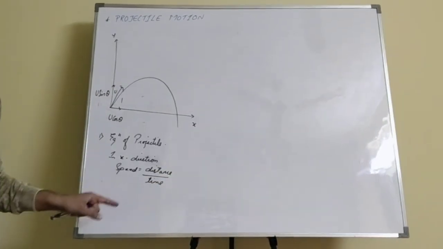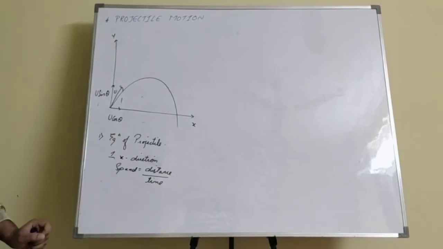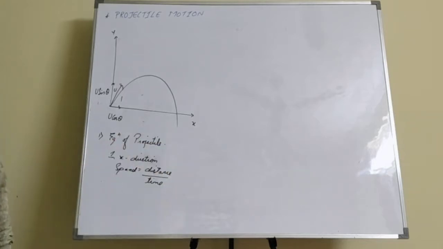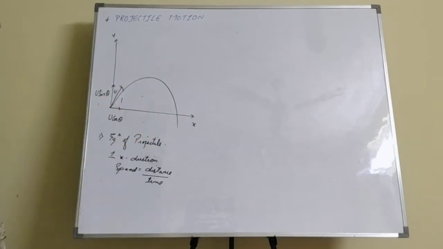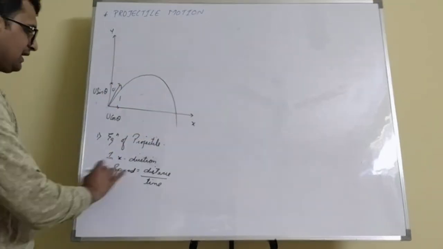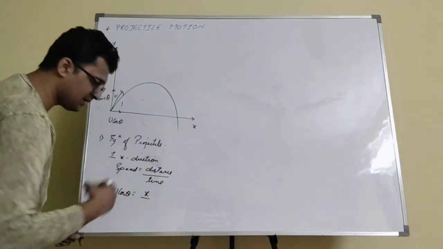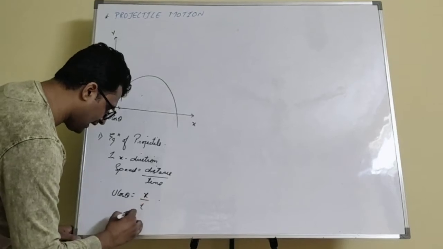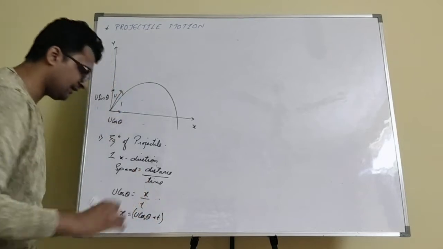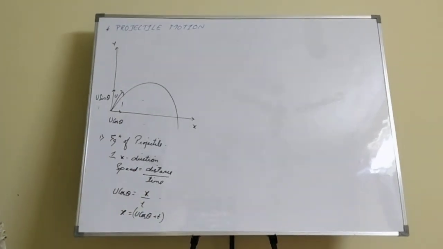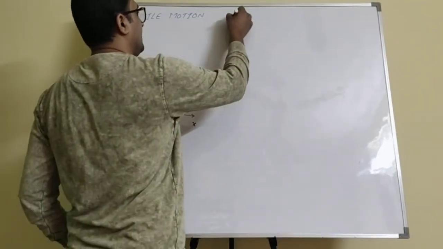Why am I using this? Because acceleration is 0. When there is no acceleration, we can simply use speed equals distance upon time. And when there is acceleration, we use the kinematic equations, that is v equals u plus at, s equals ut plus half at square, and so on. Clear? So speed is u cos theta, distance along the axis is x, time t. So x equals u cos theta multiplied by t. Clear?